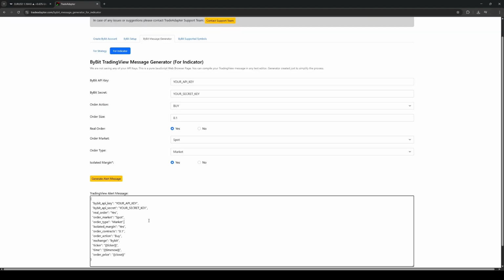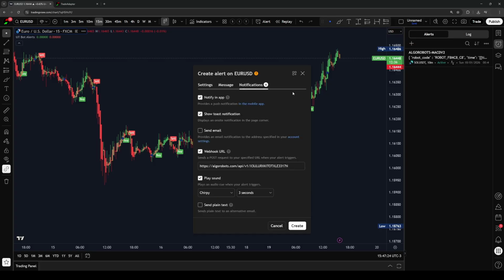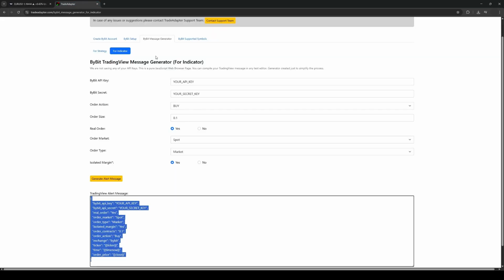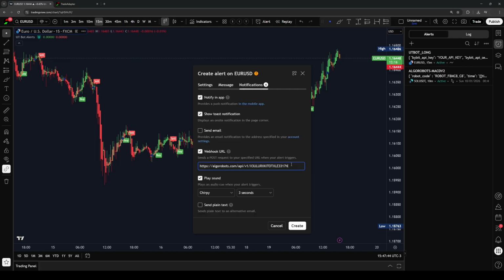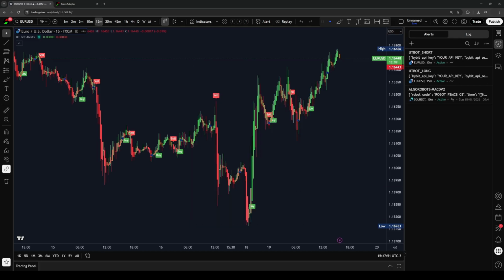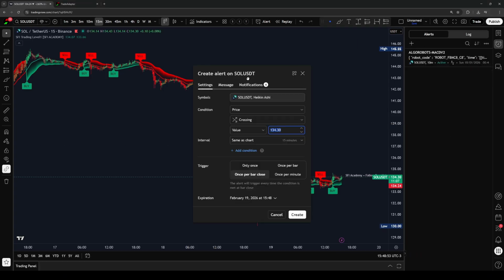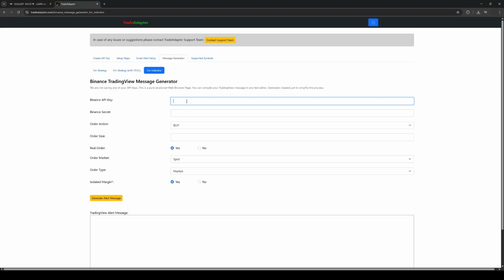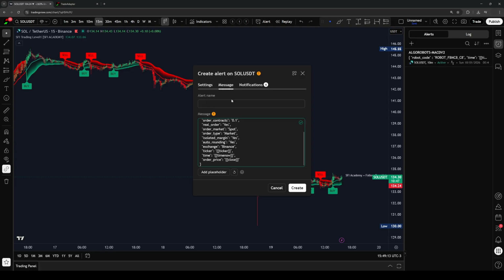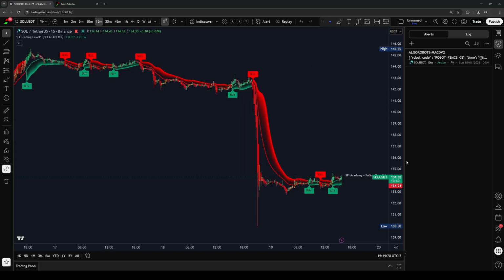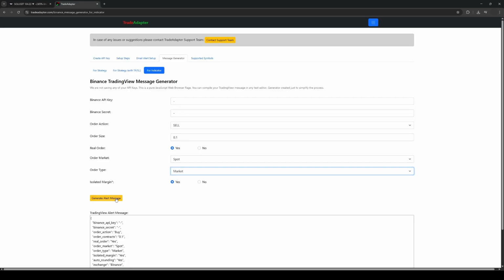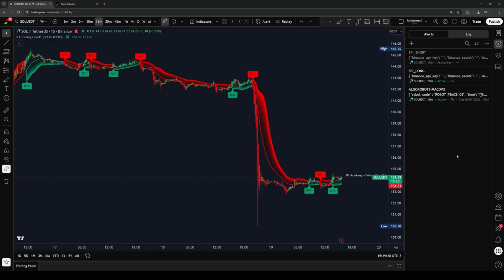What changes is not the signal logic. What changes is the alert message. Each broker requires a different message format. That's why TradeAdapter provides a dedicated message generator for each broker and indicator. Inside TradeAdapter, you simply select the indicator, choose the broker, and the platform generates the correct alert message for you. The signal logic stays the same. The execution is broker-specific. TradeAdapter connects both.